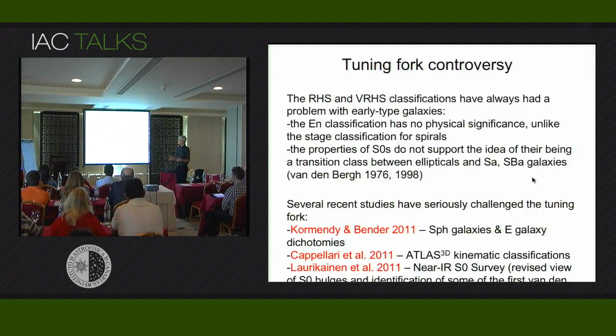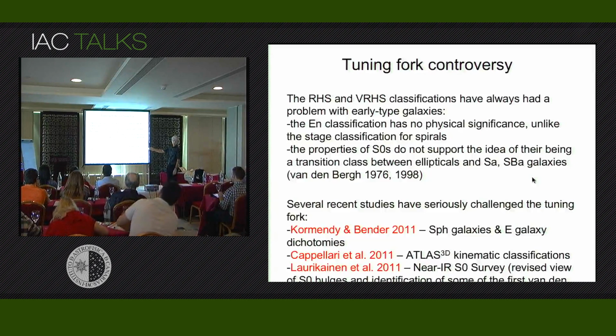Now, I'll just summarize in the last few minutes the tuning fork controversy. As I pointed out, the revised Hubble-Sandage and the de Vaucouleurs revised Hubble-Sandage classification systems have always had a problem with the early types. The EN classification doesn't mean anything. The properties of S0s don't support putting them between ellipticals and spirals. There are some S0s that have little bulges. There are some S0As, SAs that have little bulges. They don't fit where they're put. And these studies here have challenged the tuning fork.